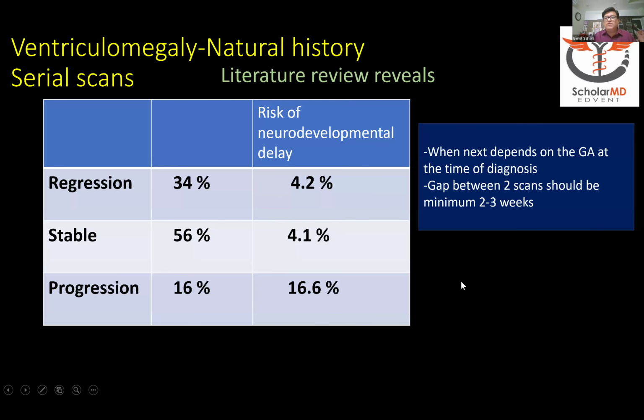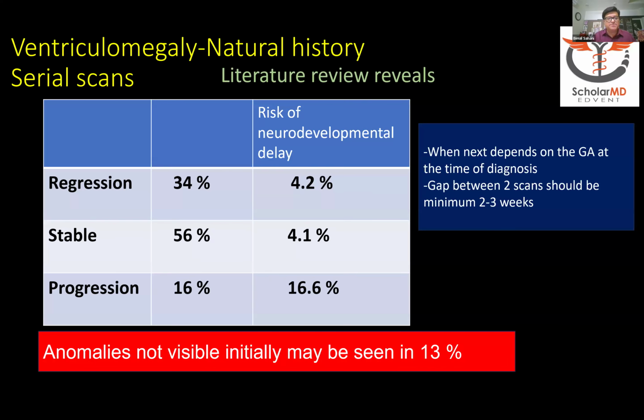When should you follow up? When should you do the next scan? Depends on at what time you've done the primary diagnosis. But the gap between two scans should be at least 2 to 3 weeks. Also consider anomalies that were not visible initially, not just in the lateral ventricles, but anomalies you were not able to see or had not picked up at the time of the early scans. Maybe in 13% of the cases, you may find anomalies, CNS or extra CNS, that you pick up when you follow up those patients.